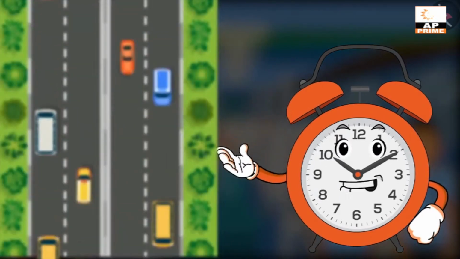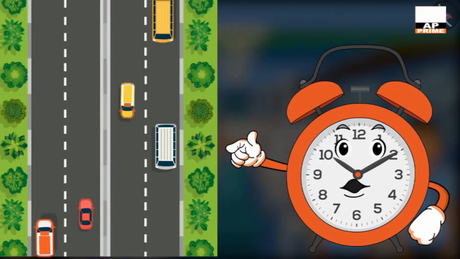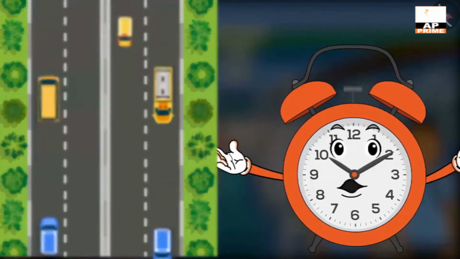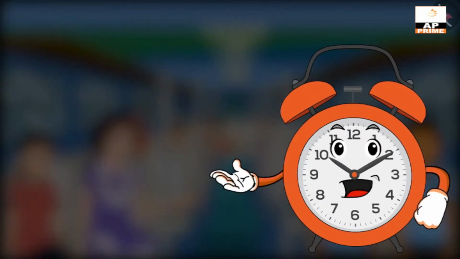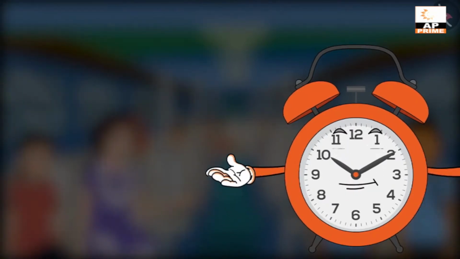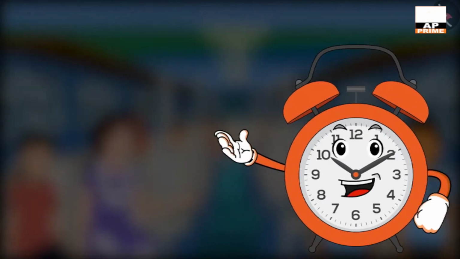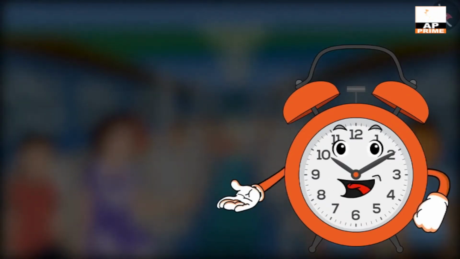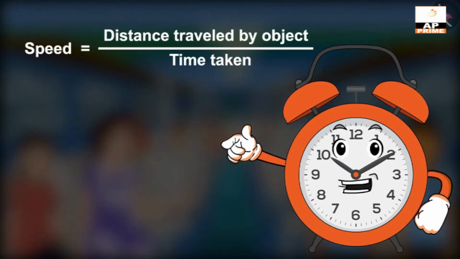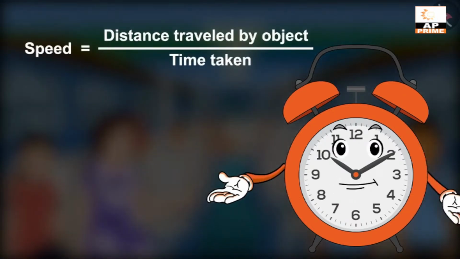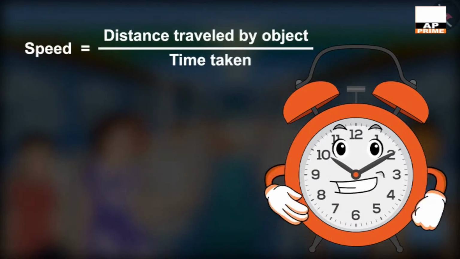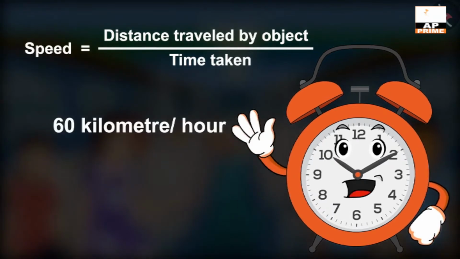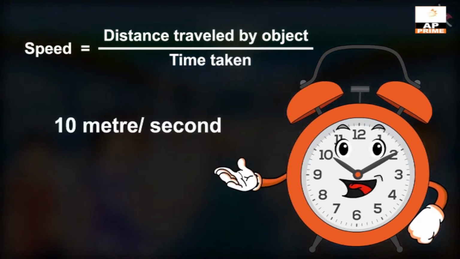So friends, if a bus or a vehicle is moving slowly, then we say that its speed is less. And if the same vehicle is moving fast, then we say its speed is more. In this way, we can say that by the speed of the object, we get to know how slowly or fast an object is moving. Now we can define it in such a way that the distance travelled by the object in unit time is called the speed of the object, such as 60 km per hour, 10 meter per second, etc.